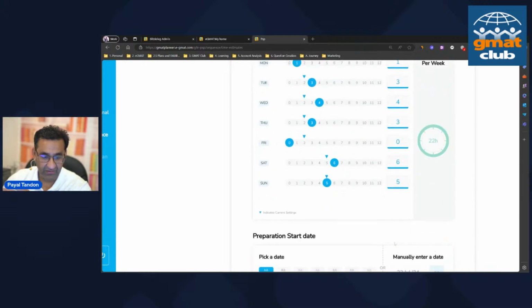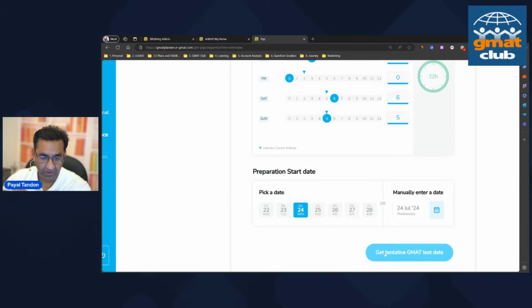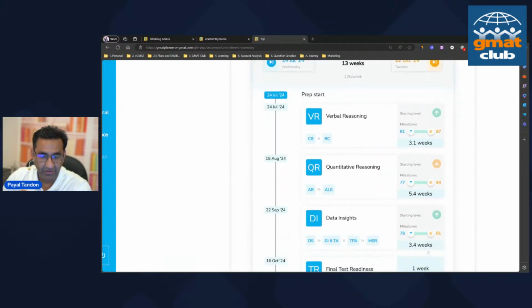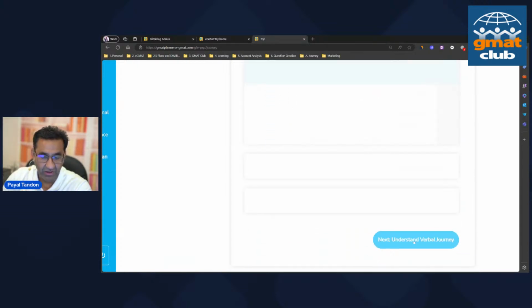And you set this, you pick a start date. As you pick a start date, you will get a tentative test date with these estimates. So what the system's telling you right on day 0 or day 1 is that you can take a test around that 22nd to 29th October, around that week over here. Now, you can pick an earlier date. You'll just have to increase the time commitment. I'm going to accept this, and then I'm going to understand the sectional journey.